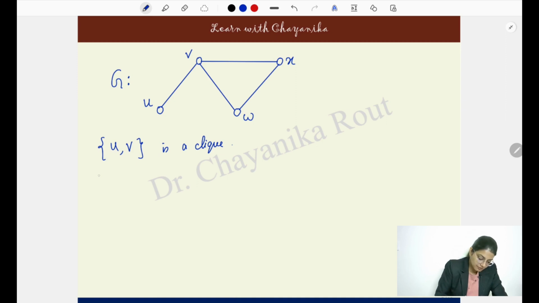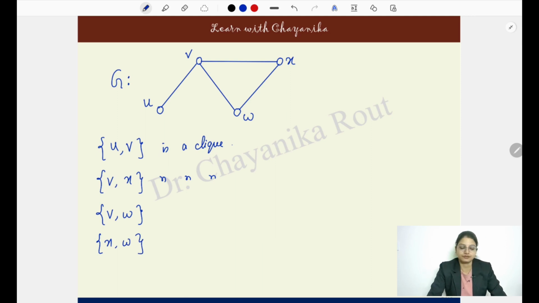Okay. Similarly, if I see the set of vertices V and X, the only pair that is created is VX, and they are adjacent in the graph, so that is also a clique. Similarly, VW is a clique, XW is also a clique. So basically, you will find that in a graph, every single edge will have its end vertices participating in a clique of size 2. As many edges as you have in your graph, that many cliques of size 2 will be created.